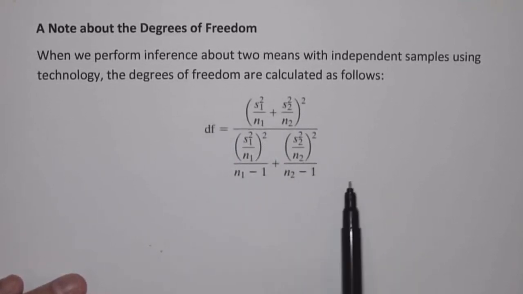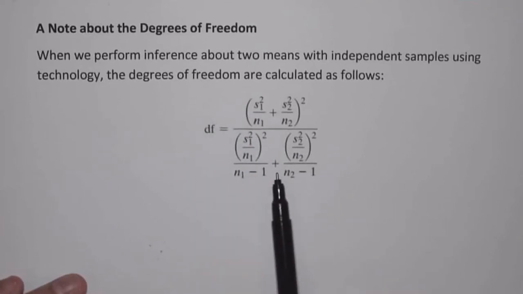Well, doing that by hand is a lot more complicated, so if we're doing this by hand, we're generally just going to use the smaller of n sub 1 minus 1 and n sub 2 minus 1, which is a more conservative approach, which means it's going to be less likely that we reject the null hypothesis in error. Now, the trade-off for that is we have to recognize that technology is not going to give us the exact same p-value that we get if we do this by hand.